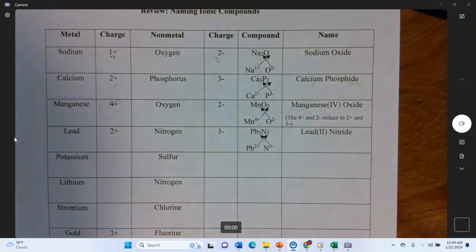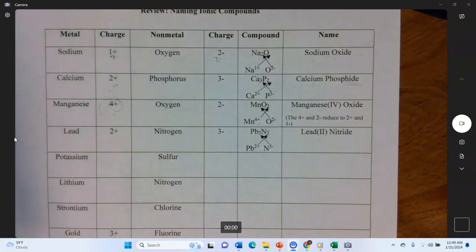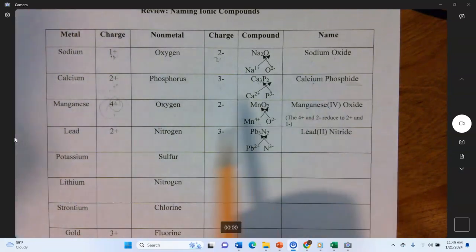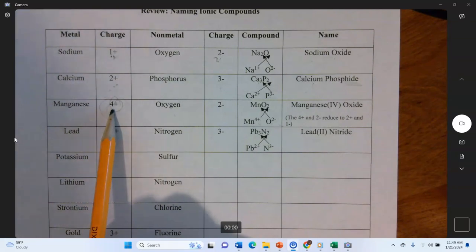But this is an ionic bond, meaning that 2 and that 4 only represent a ratio. It's saying you need 2 oxygens for every 4 manganese. But you can reduce that. It's not a molecule, it's just a ratio of how many oxygens to manganese atoms. So you're going to reduce it down from 4 to 2 down to 2 to 1, 1 to 2. So manganese 1, O2.